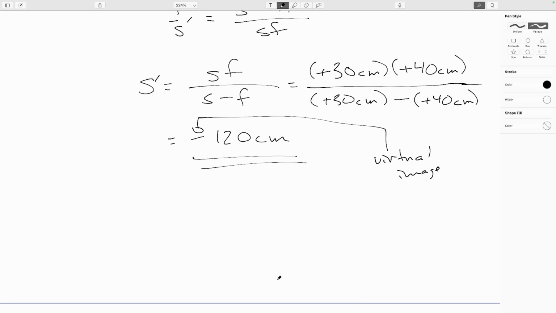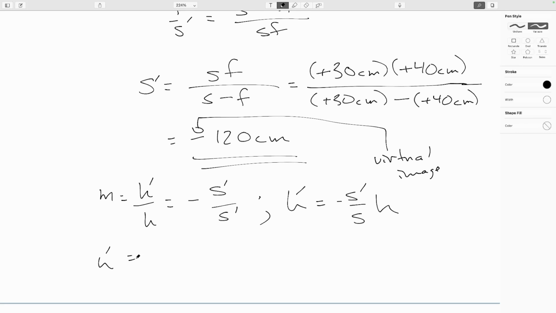So speaking of that, let's go ahead and find what our image height is. So we remember that the lateral magnification, which by definition is h prime over h, is also minus, don't drop that minus sign either, s prime over s. So rearranging, I can rewrite this as h prime equals minus s prime over s times h. So h prime is going to be, I have this algebraic minus sign here. Got to keep that straight.